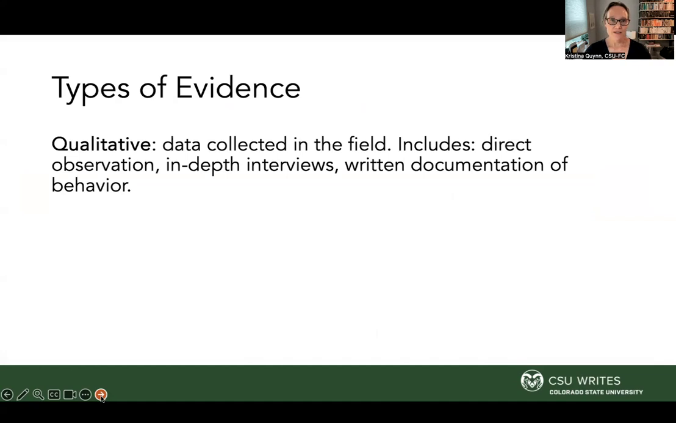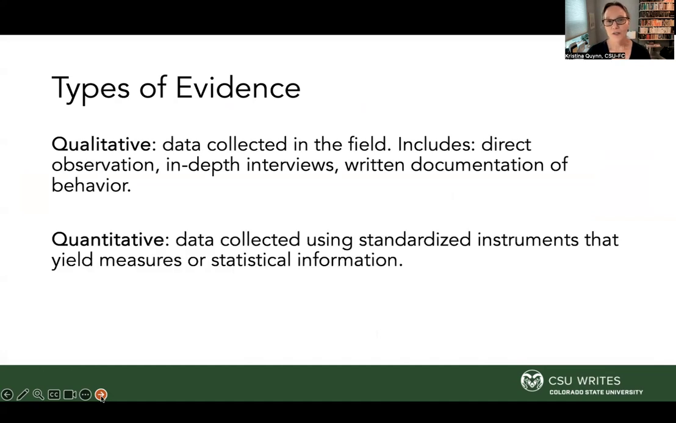There are multiple types of evidence. And so when we talk about evidence, depending on your field, you might be working with something that is qualitative in nature. It could be data that's collected in the field. It could be direct observation, interviews, documents of behavior. But it could also be, of course, many of us are at CSU because we're a highly STEM institution, working with quantitative data or some sort of mixed grouping of it, which is data collected using standardized instruments that yield measures or statistical information that would be put into graphs or figures or other things like that, oftentimes, so that image, that illustration, that picture that's worth 1,000 words, right, can help demonstrate the value of those numbers.